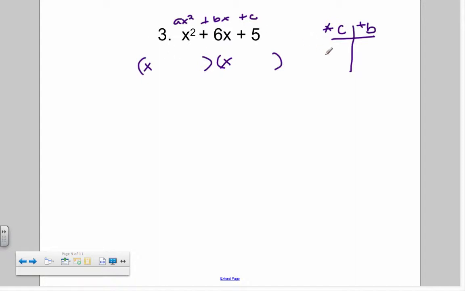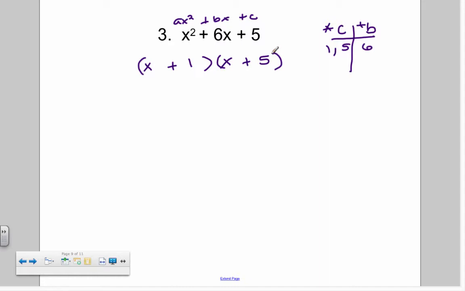So I'm just going to start to list the factors of c. Well, c is a prime number. It's 5, so there are only two factors of c, 1 and 5. They multiply to give me 5, and if I add them together, they give me 6. So I can use those factors, both positive, 1 and 5, and put them in the back, and now I have factored my trinomial.